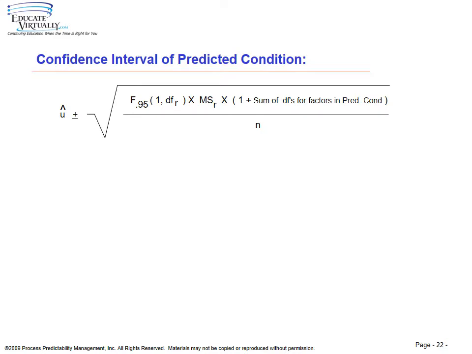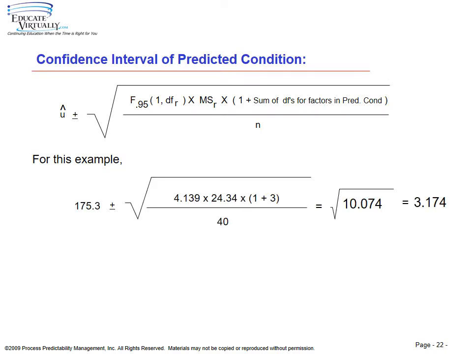Let's go ahead and plug all the values that we have into our square root so we can calculate our predicted conditions confidence interval. For this example, we see that we have 4.139 for that F statistic. The mean square for the residual is 24.34. We had 3 interactions that were significant, that were part of our prediction condition.